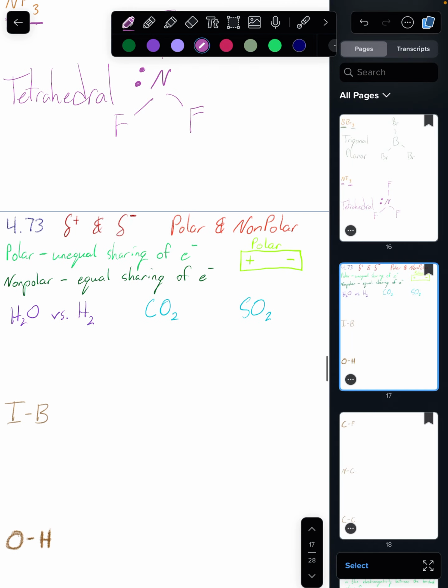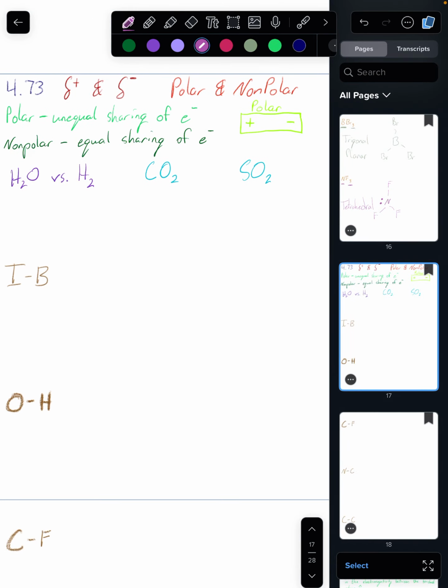All right, 2 more pages. So we have a polar and nonpolar. Okay. So polar is an unequal sharing of electrons. That's the positive side, or a negative side on each side. Okay. Then nonpolar, equal sharing of electrons. Okay. I have some examples up here.